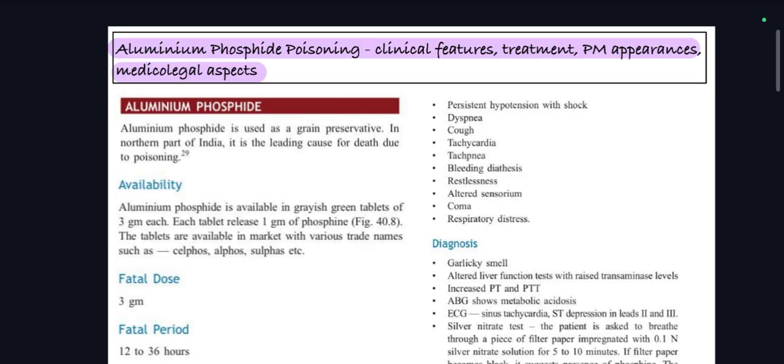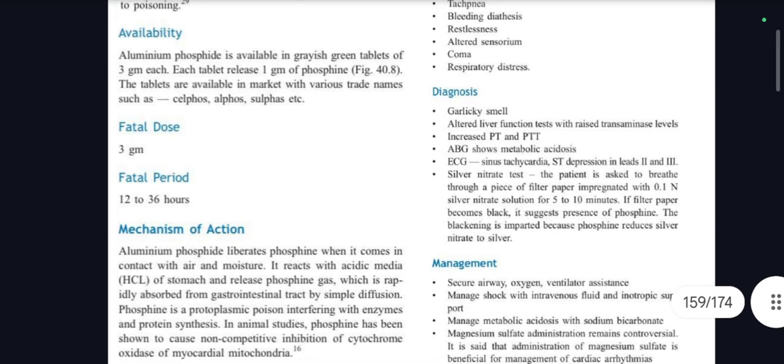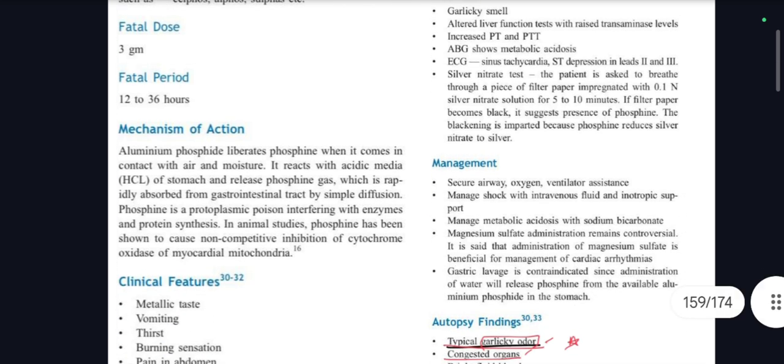So aluminium phosphide is available in grayish green tablets of 3 gram each. Each tablet releases 1 gram of phosphine. The tablets are available in market with various trade names such as Sulfos, Alphos, Sulfaz, etc. Fatal dose 3 grams, which means one tablet is enough to die. What is the fatal period? 12 to 36 hours. What is the mechanism of action? Aluminium phosphide liberates phosphine when it comes in contact with air and moisture. It reacts with acidic media, which is HCl of stomach, and releases phosphine gas, which is rapidly absorbed from the GIT by simple diffusion. So phosphine is released and it is rapidly absorbed.